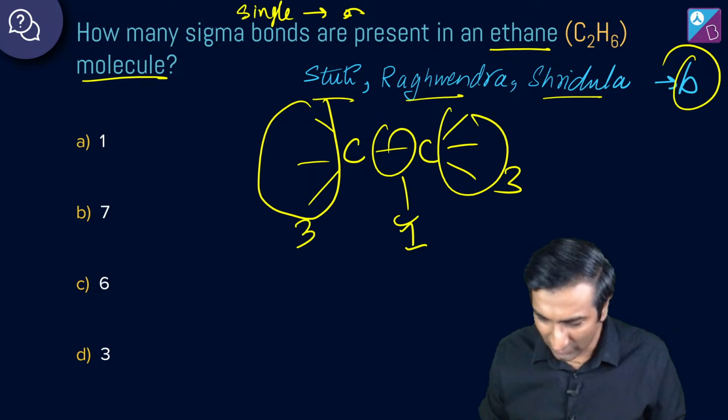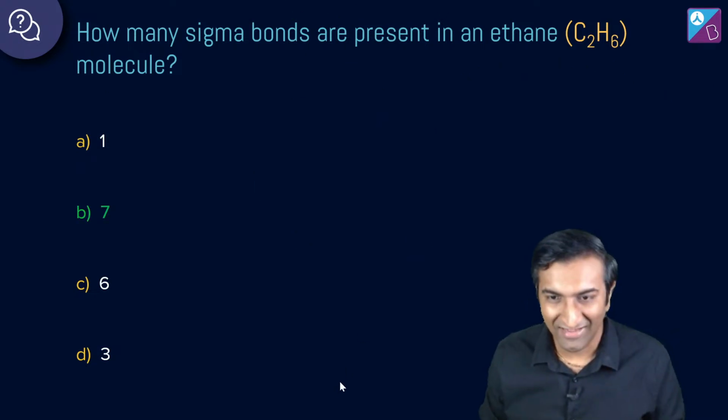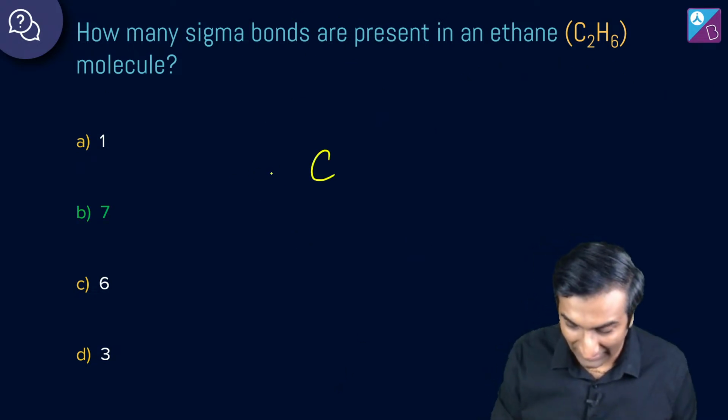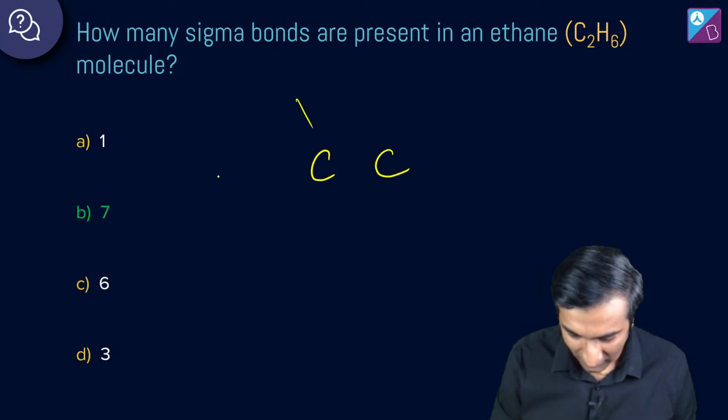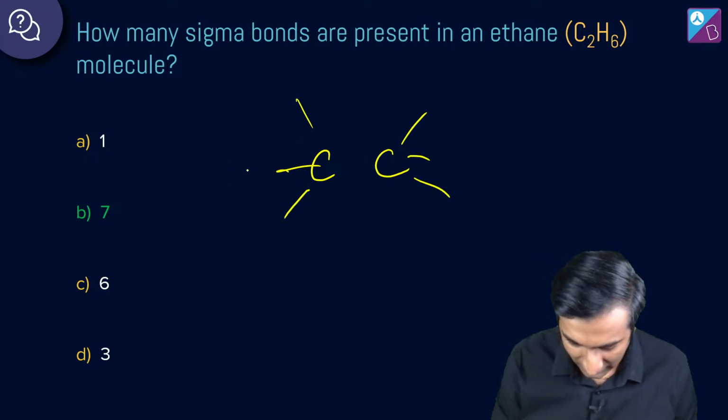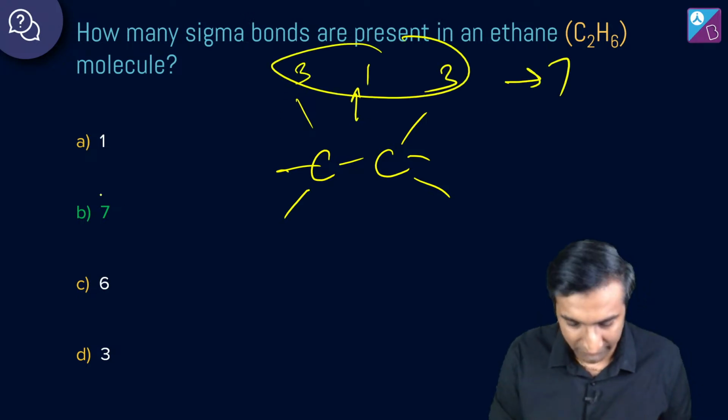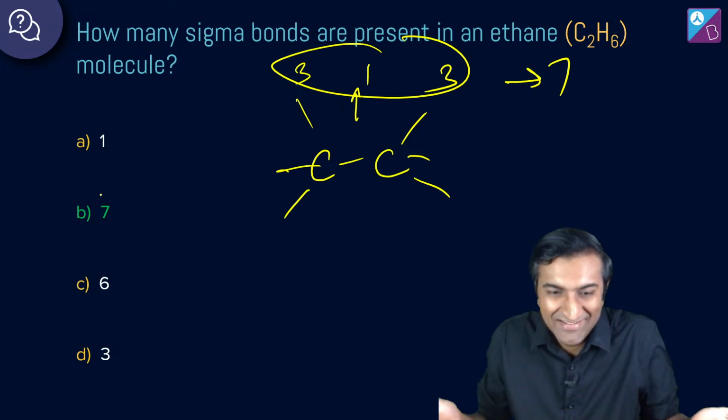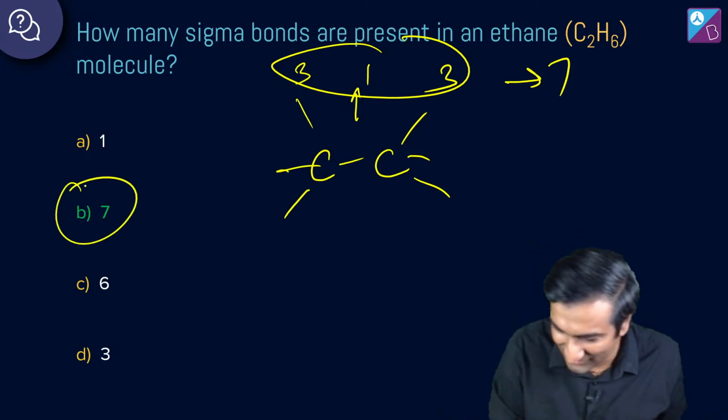Anyway, are you clear that the answer on this one is 7? Yeah, it's very straightforward. Ethane, not ethene. 3 here, 3 here, and 1 in the middle. So that's just counting three, three, and 1. 7 sigma bonds. Yes, Omar. Okay, good stuff.